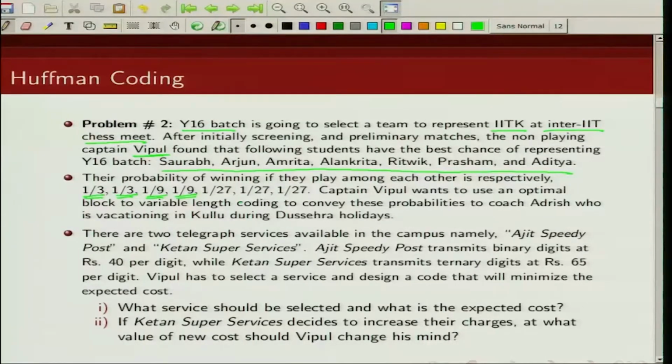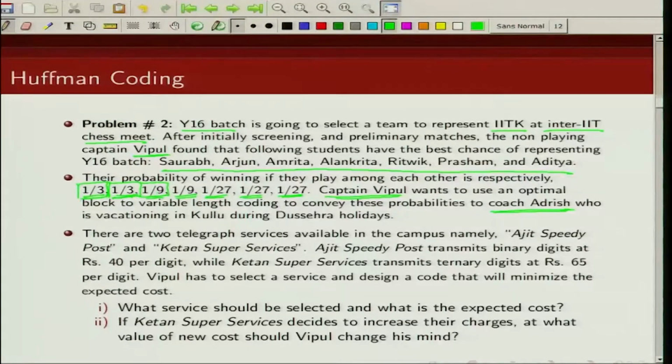So Saurabh won 1/3 of his matches, Arjun won 1/3 of his matches, Amrita won 1/9 of her matches. So these are the probabilities of their winning the match when they played against each other. Now Vipul wants to convey this information to his coach Adrish, who is vacationing in Kullu. So he has to transmit this information to his coach. He has to communicate essentially that these are the probabilities of winning of each of these team members. He wants to convey these probabilities.